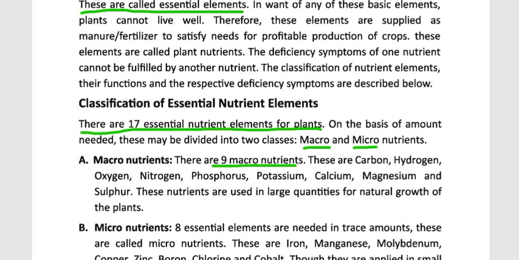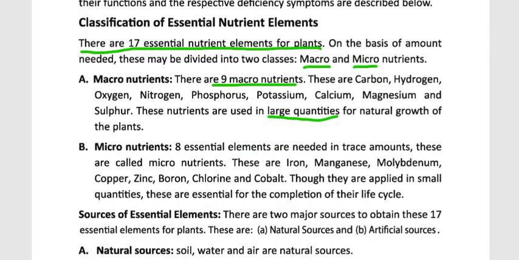These nutrients are used in large quantities. That's why it's called macro. Macro means big, large. So when the nutrient elements are provided in large quantities, it is called macro quantities. When nutrients are provided in large quantities, it is called macronutrients.